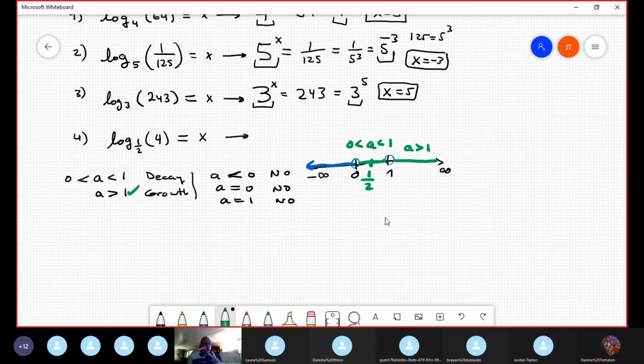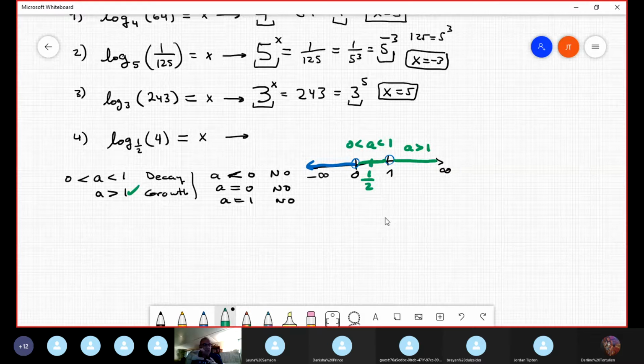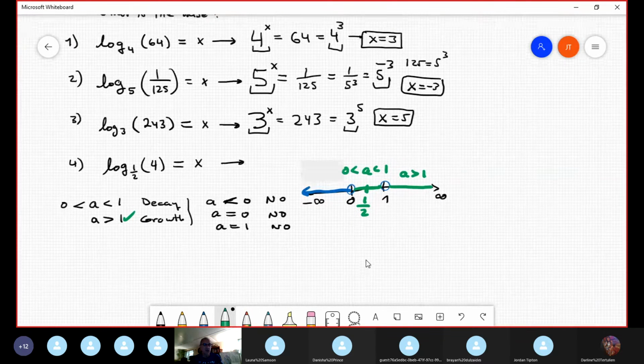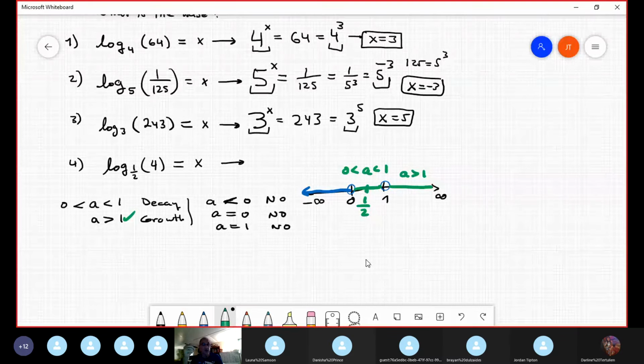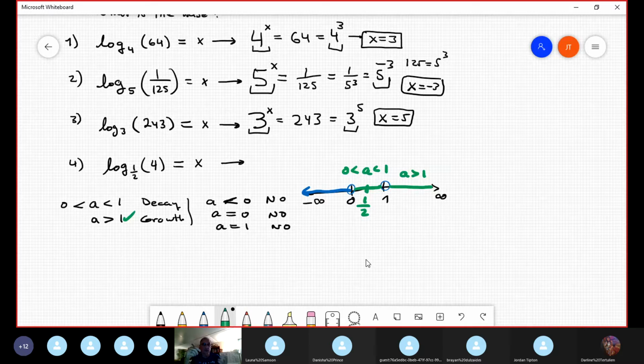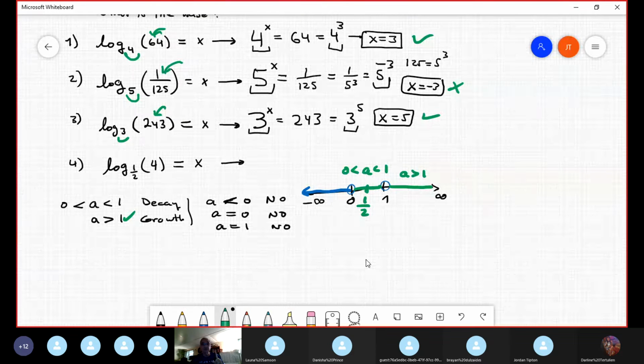Okay, one good conclusion. When the base is a number bigger than 1, like 5 or 3, for example, and the number inside the argument is also greater than 1, like 64 or 243, we expect a positive solution. Let me repeat the idea again. When the base is greater than 1 and the number inside the argument is also greater than 1, we expect a positive logarithm. However, when the base is greater than 1, but the number inside is less than 1, we expect a negative solution.